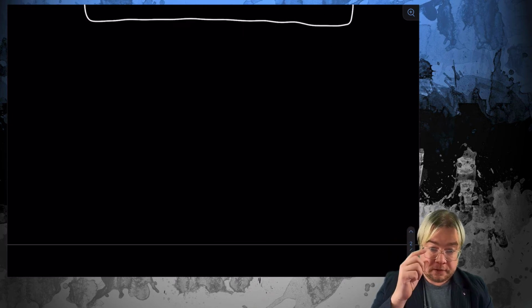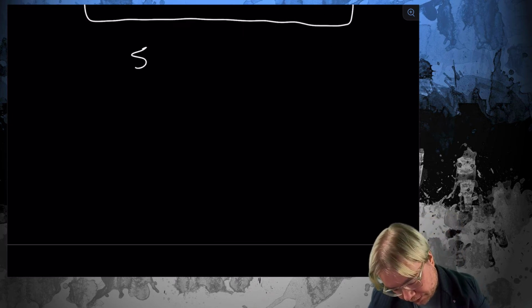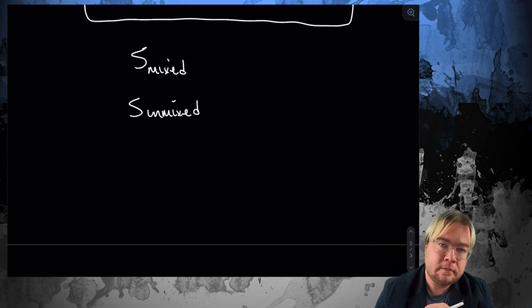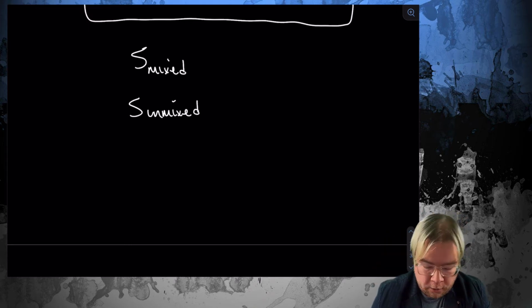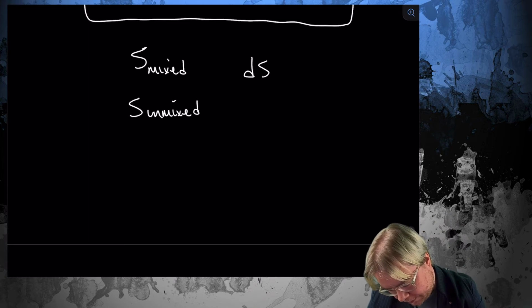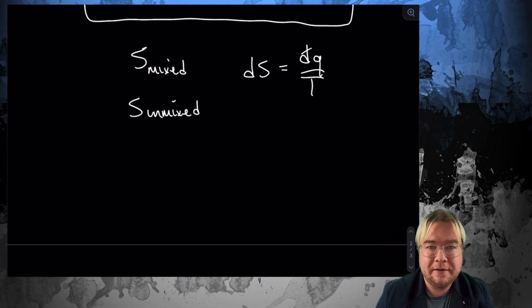So we have to calculate the entropy. We're going to have to calculate the entropy in the mixed state, and we will have to calculate the entropy in the unmixed state. How might we do that? Well, doing something like this is not going to work.